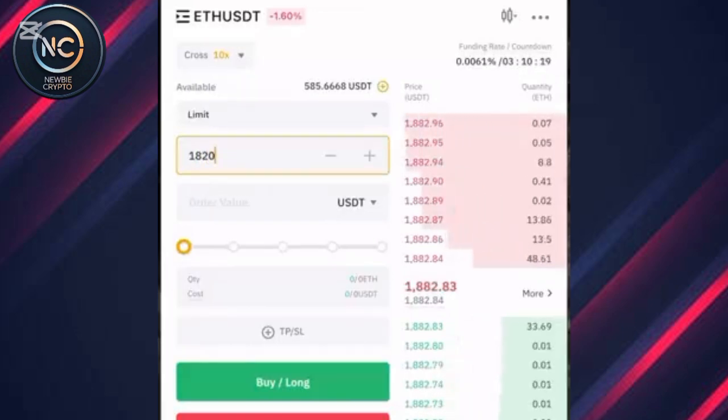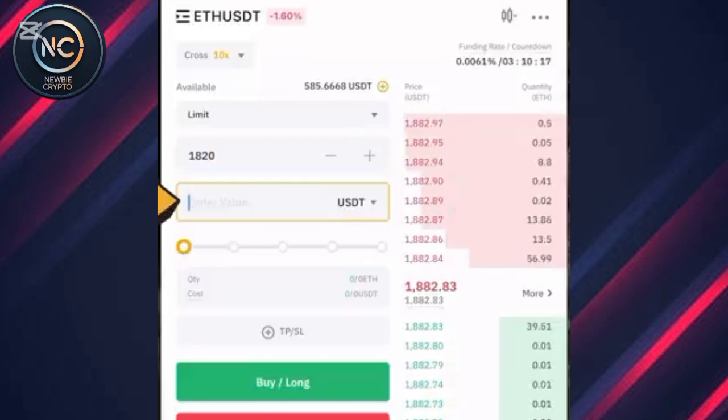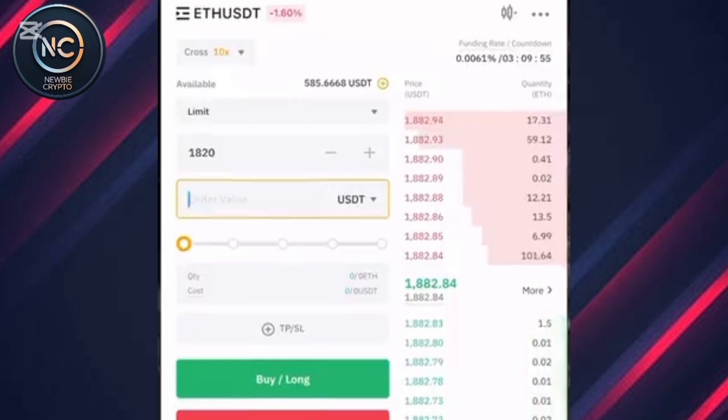The next thing you need to do is to come here and enter the amount of USDT you want to use for the trade. Now, don't forget, when I was talking about leverage, I said the amount you're using to trade is equal to your margin, which is the amount you are dropping, multiplied by your leverage. So the amount you're entering right here is your margin multiplied by leverage. So for example, you can say I have 585 USDT in my wallet.